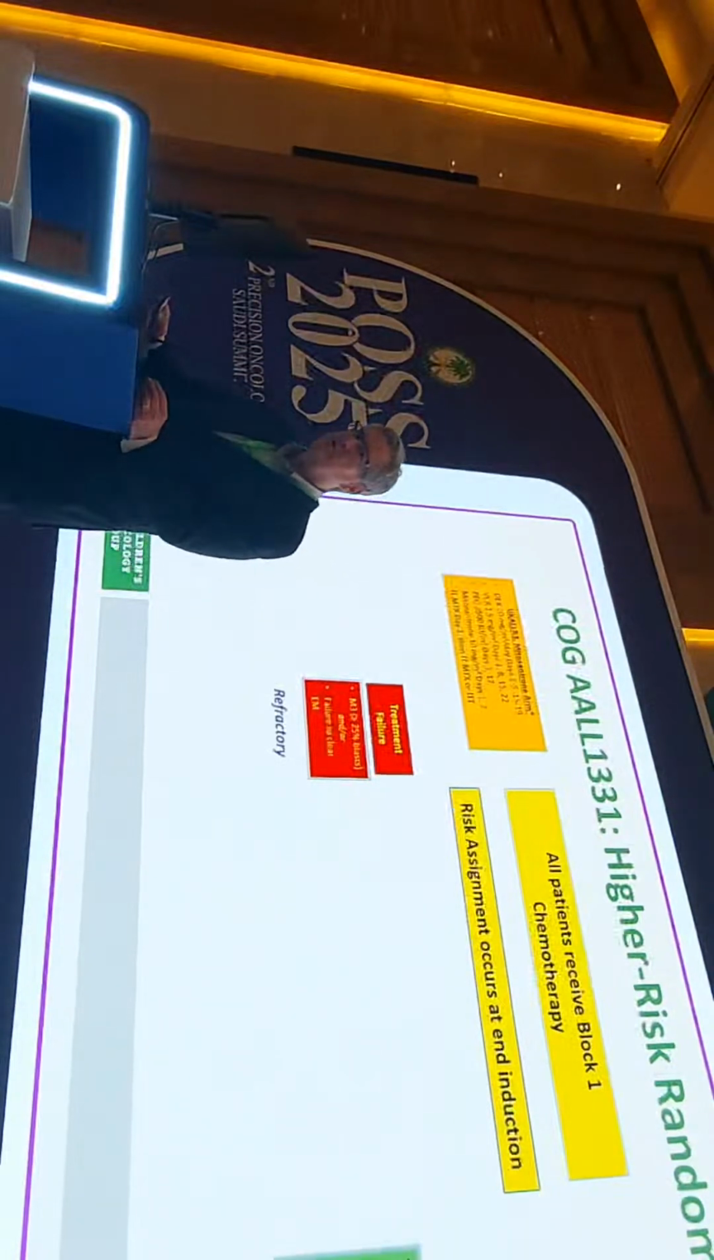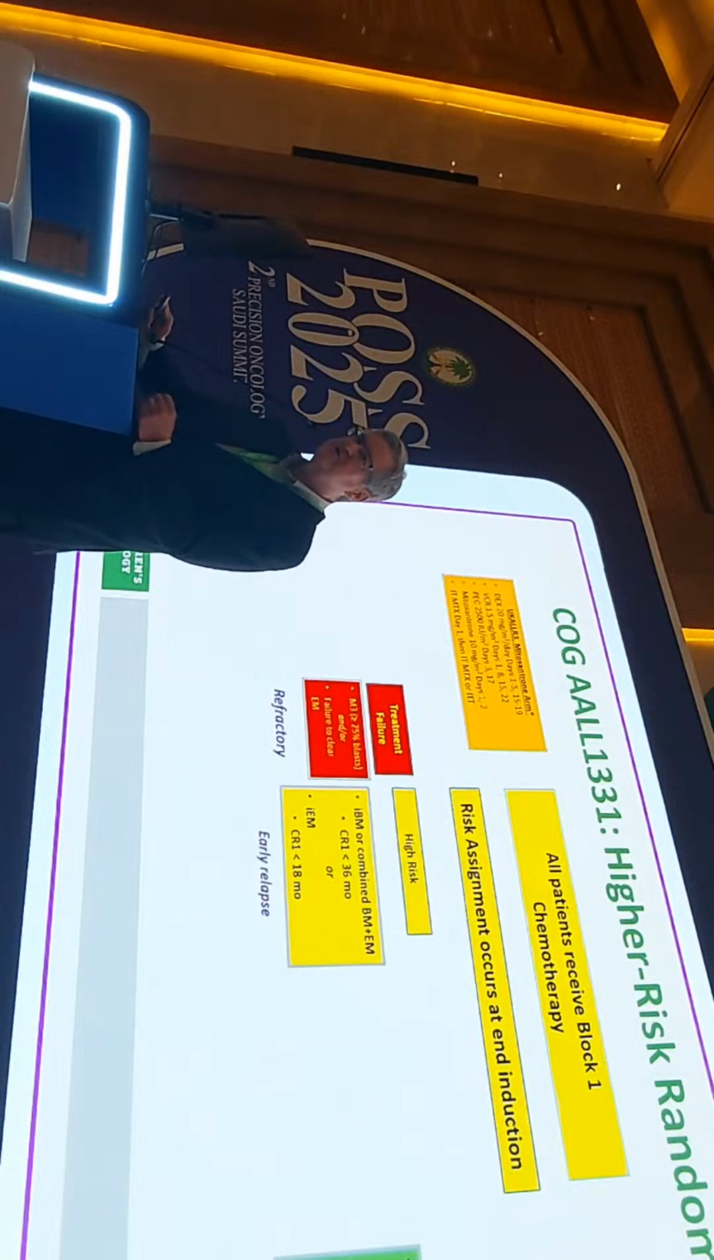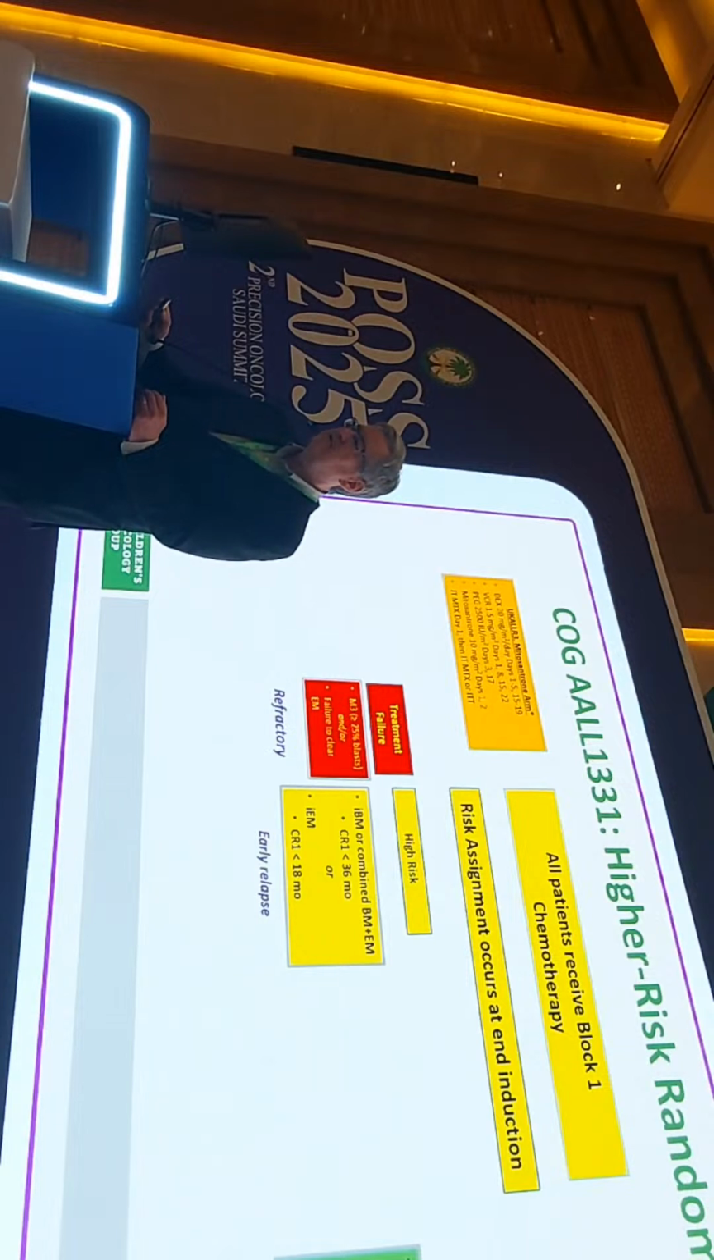In contrast to high-risk patients, those with a late, isolated or combined bone marrow relapse who are MRD less than 0.1%, or those with isolated central nervous system or isolated extramedullary relapse more than 18 months after initial diagnosis, are classified as low risk. High-risk patients were the early relapses, as I said, relapsing within 36 months of initial diagnosis, or an isolated extramedullary relapse within 18 months of initial diagnosis.